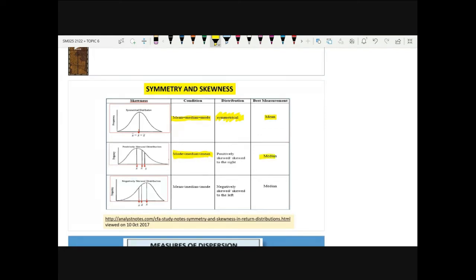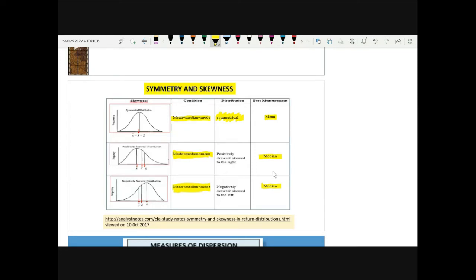So best measurement would be median. And then last one, our comment would be negatively skewed or skewed to the left. So best measurement is still median, but then the reason would be the other way around because median lies between mean and mode. Kedudukan mean dengan mode tu terbalik untuk positively skewed and negatively skewed.